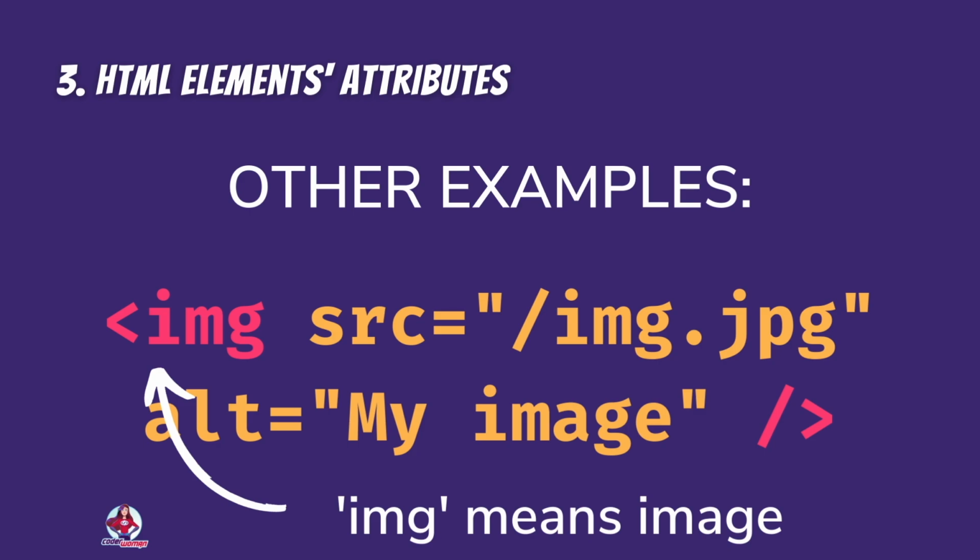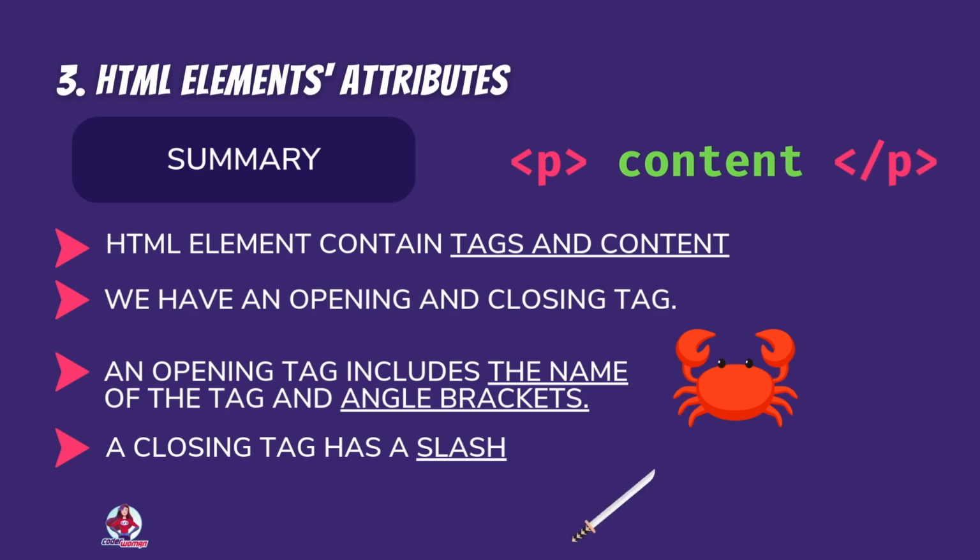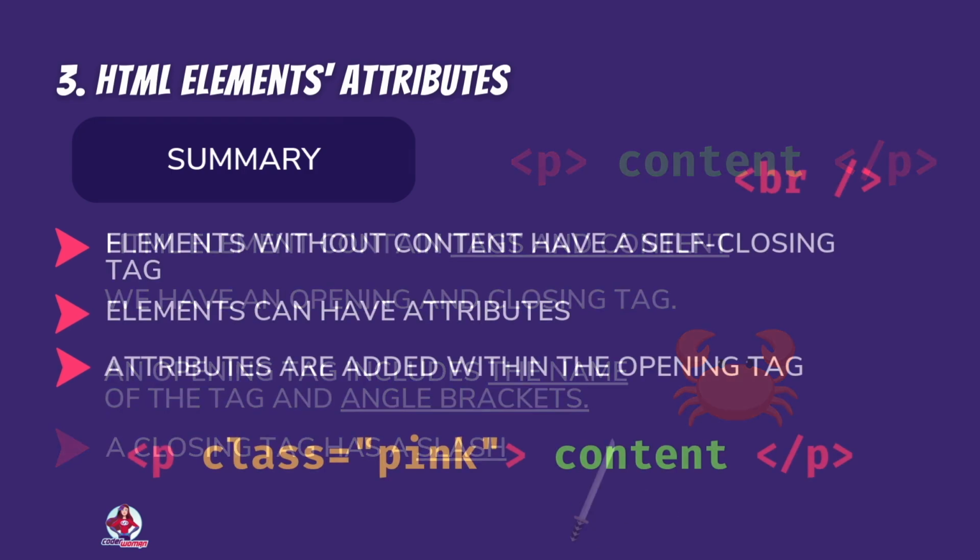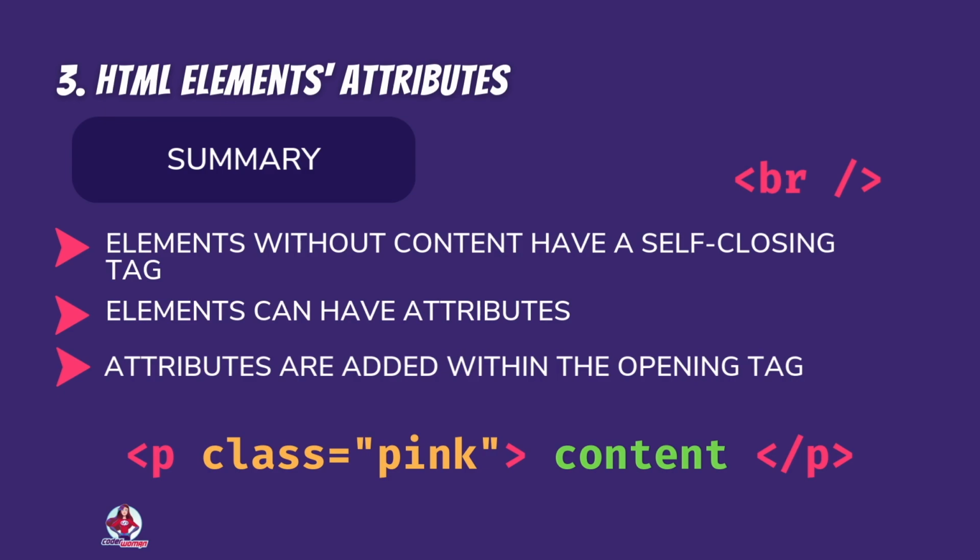Alright, let's sum up what we've learned so far. HTML elements contain both tags and content. We've got opening and closing tags around the content. Opening tags have the tag name inside angle brackets, while closing tags also have a slash. Some elements are self-closing, meaning they don't need separate opening and closing tags. They also don't have any content inside. Finally, elements can have attributes, which give extra information about how they should work.